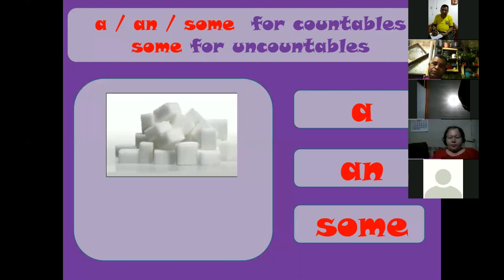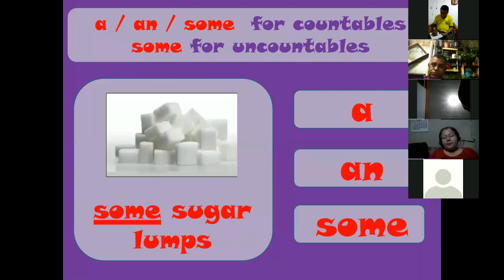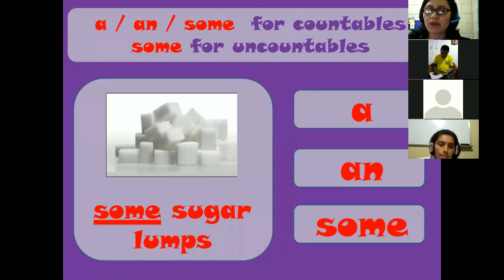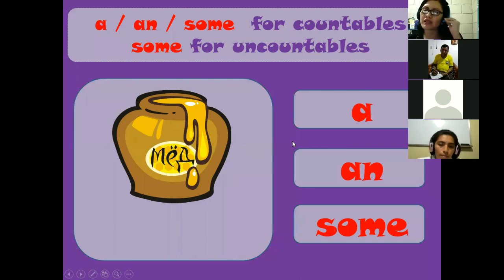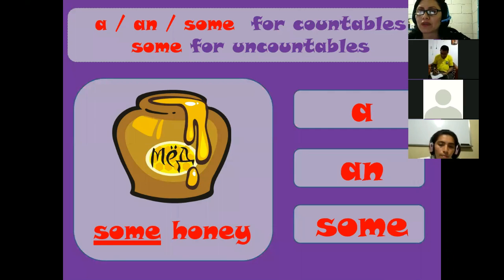Pero en este caso, yes. Muy bien. Pero teacher, ¿y cómo le llamo yo a esos cuadritos? Bueno, les digo lumps. Some sugar lumps, right? Muy bien. What about this one? This is honey. What do you think? A, an, or some? Some. Very good. Some honey, right? Honey. Very good. What about the next one?